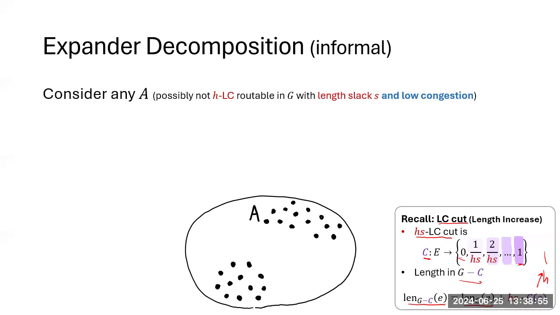Okay. So now that I recall what is moving cut or length constraint cut, now we can talk about expander decomposition. So for any node weighting A, right?